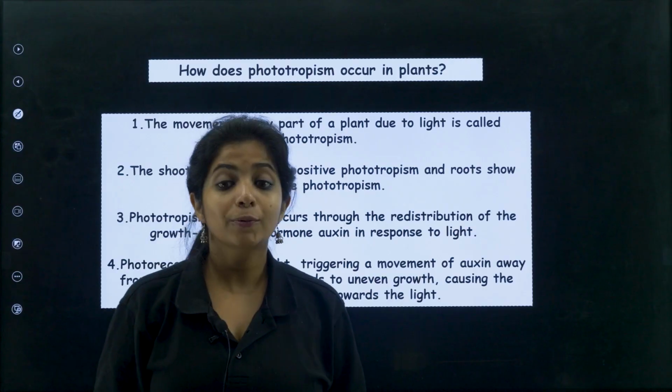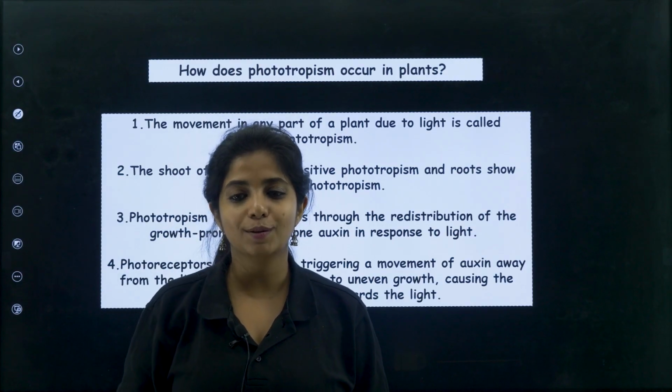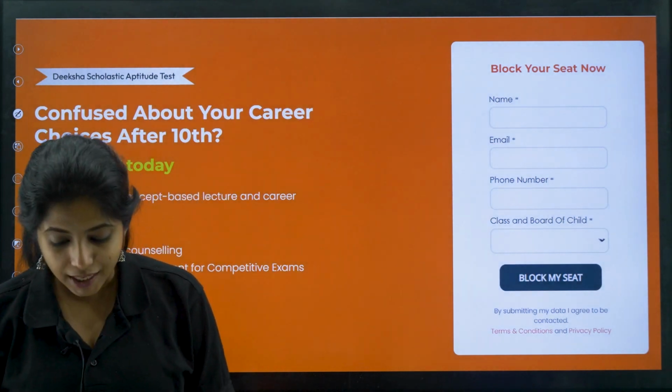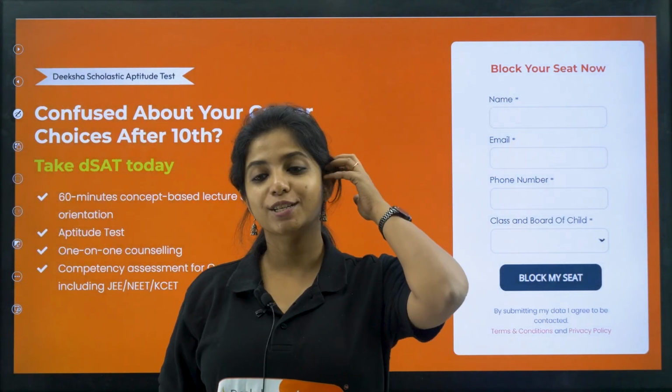You can make it with the help of a diagram, just like how you made it in the case of thigmotropism. And with this, we are ending off control and coordination in plants.